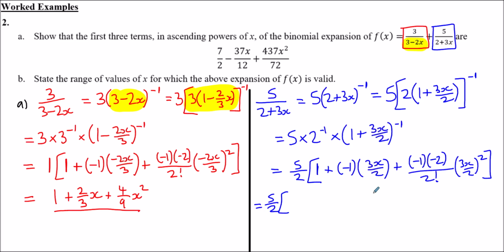If we now neaten all this up, 1 just stays as 1. Minus 1 times 3x over 2 gives minus 3x over 2. Minus 1 times minus 2 is positive 2, and we do 2 factorial divided by that, so all this becomes 1. Minus 1 times minus 2 is 2, divided by 2 is 1. Then 3x over 2 all squared gives 9x squared all over 4.